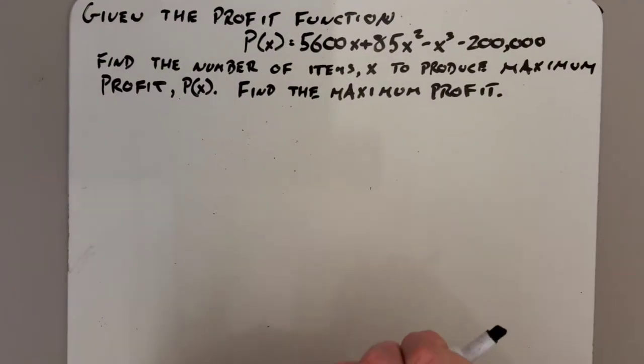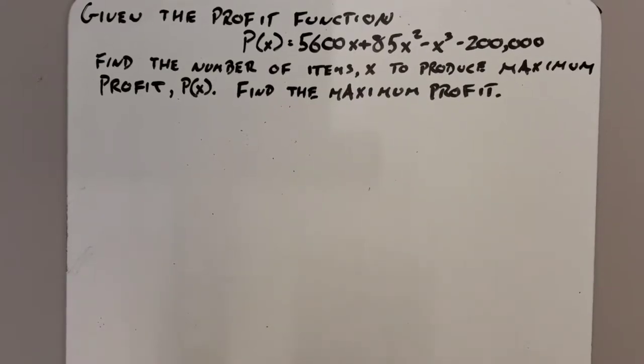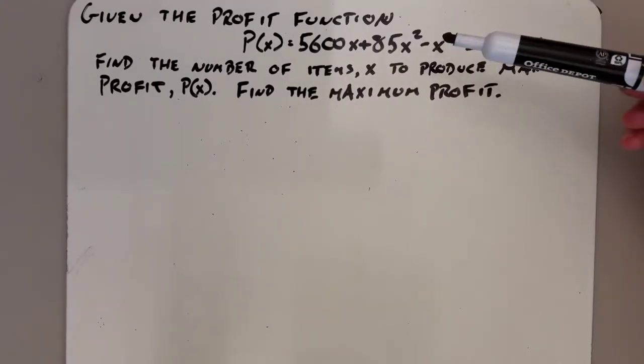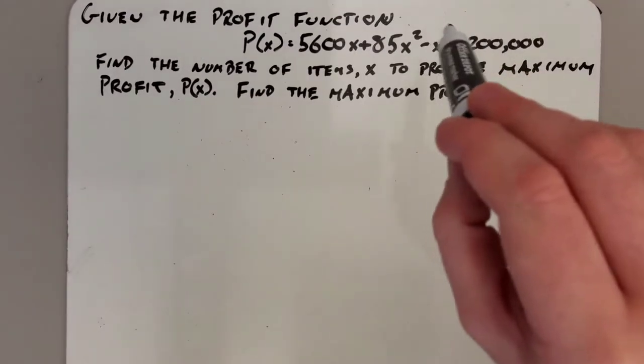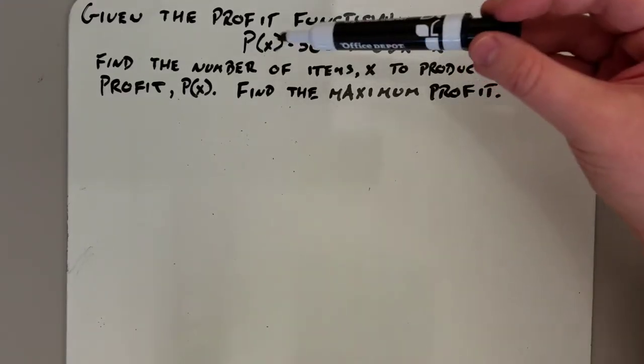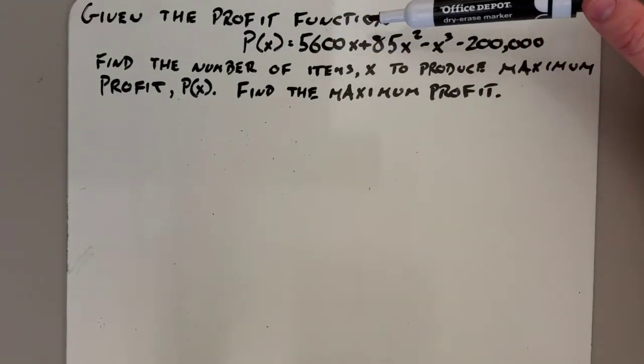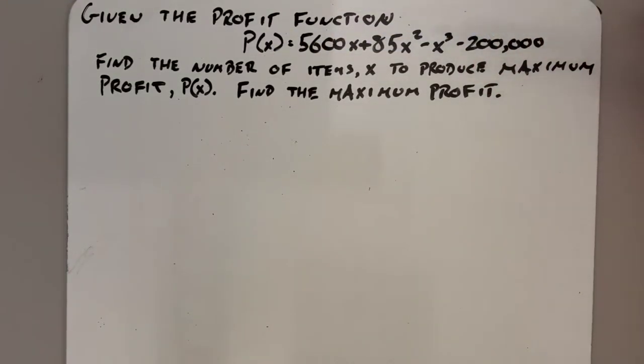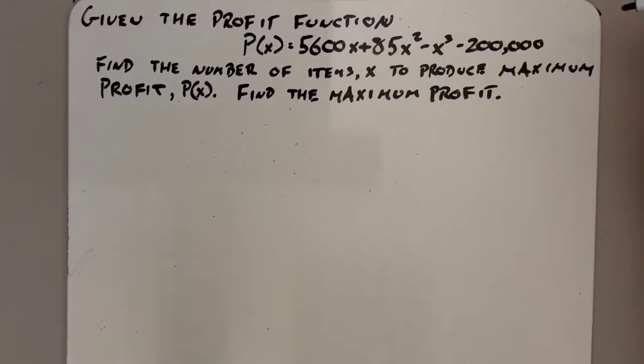It's Matt. I got a question this morning, or late last night, from Muhammad. This is the problem. He wanted to know, given the profit function P of X equals 5600 plus 85X squared minus X to the third minus 200,000, find the number of items X to produce the maximum profit P of X, and then find the maximum profit.